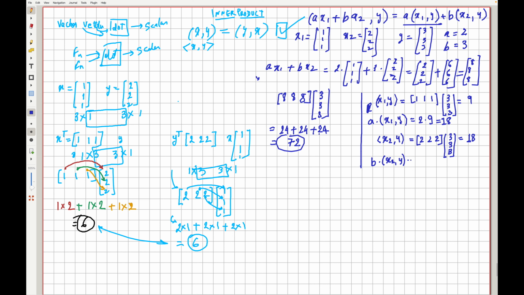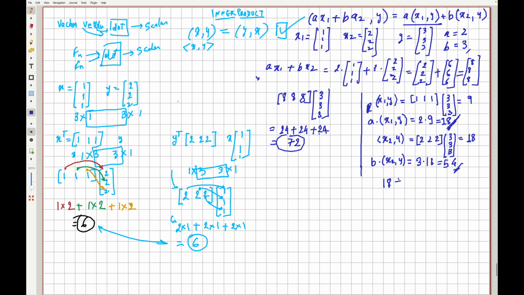Now we multiply the dot product of x2 and y with b, and as we see above, the value of b here is 3, so we take the 3 and multiply it with 18, and what we get in the output is 54. Finally, if we add these two values, the 18 with 54, let's see what we get.